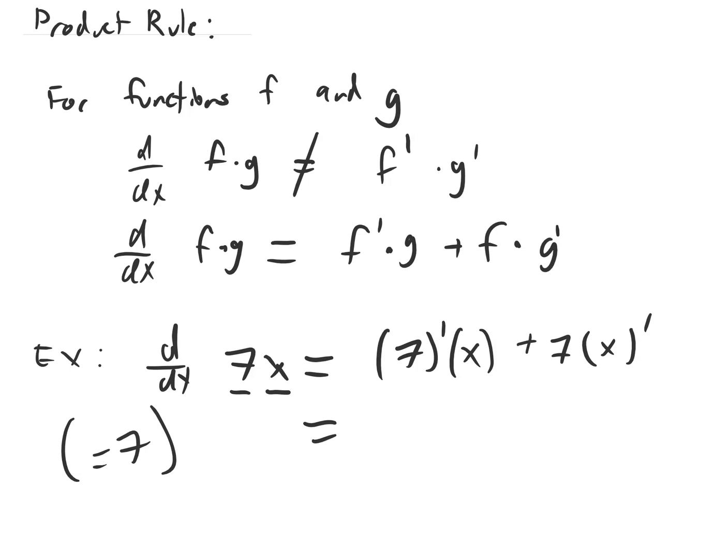All right, so the derivative of 7 is 0. So this whole thing is 0. And the derivative of x is 1. So this is 0 plus 7 times 1, which is 7 as desired.